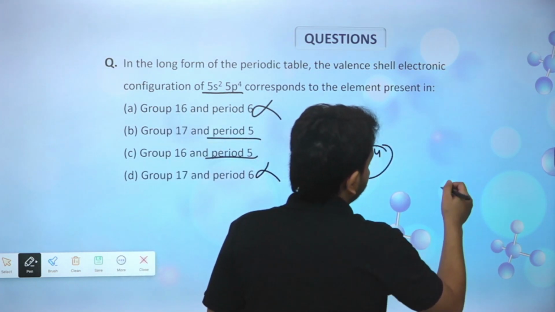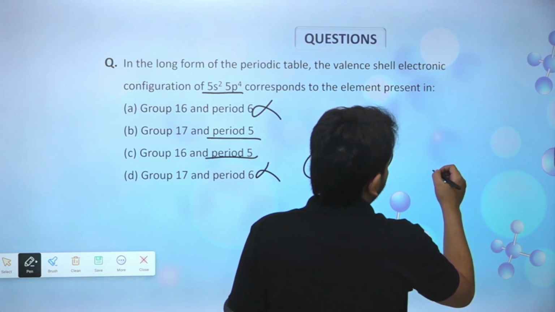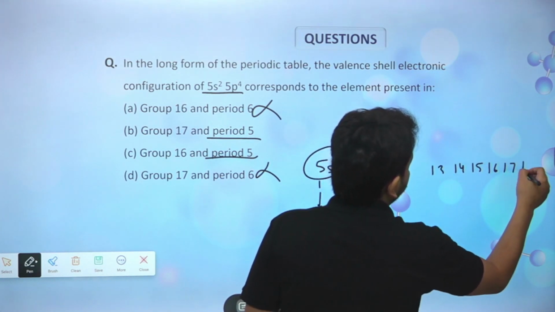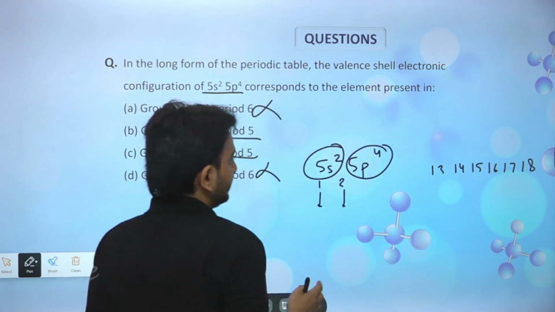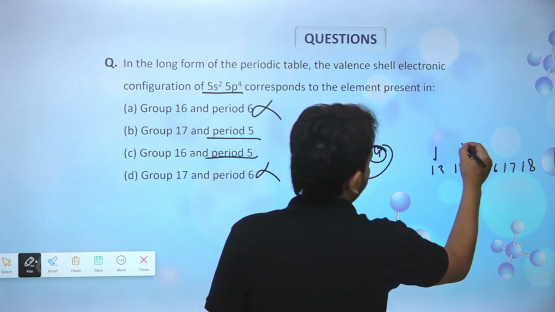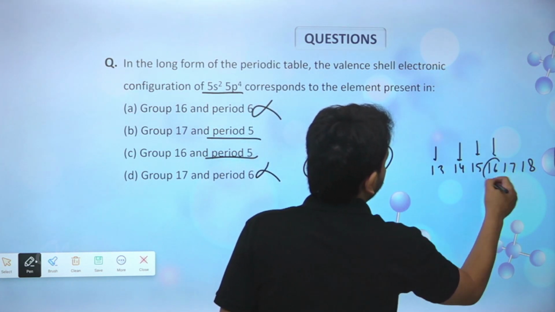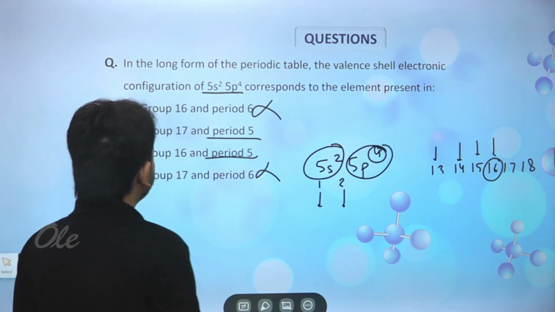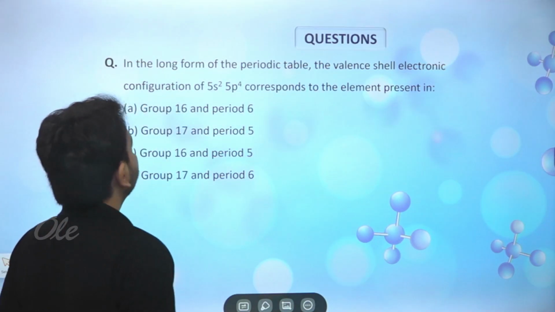if you notice, groups 13, 14, 15, 16, 17 and 18 are the P block, right? And in the P block, 4 electrons are filled, so this will be first, second, third, fourth, right? So we'll get 16 as our group. So group 16 and period 5, option C will be the right answer, guys. All right, I'll move on.